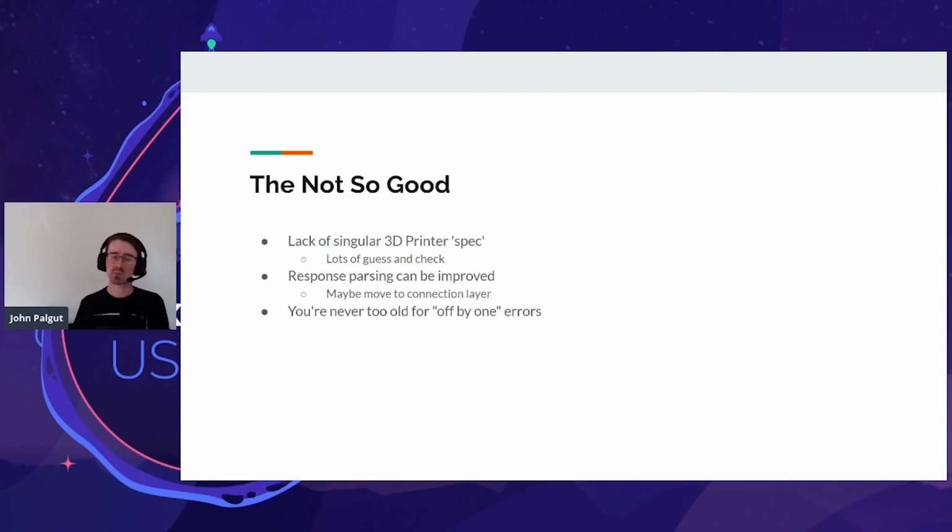Also, I feel like response parsing could really be improved. Currently, the connection is just passing back the raw data that it gets from the printer. And I feel like it might be better if the connection actually parsed the data itself and emitted events like, okay, or please resend this line. And that would simplify the printer server area and maybe make bugs like this, printing off by one, not so much of a thing.